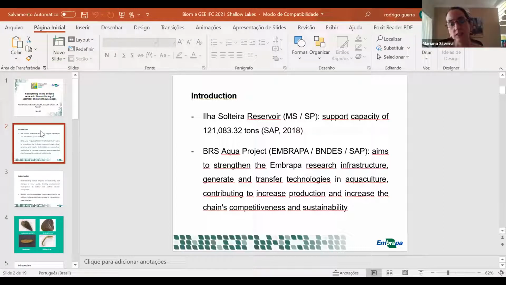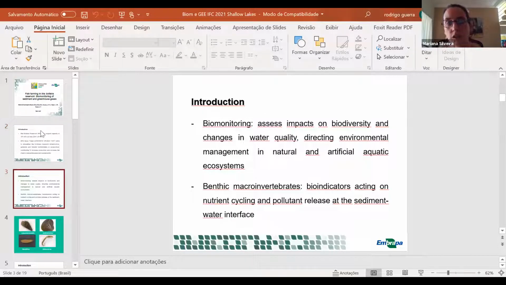And its goal is to develop research infrastructure and generate and transfer technologies in aquaculture, considering the sustainability of the activity. So the biomonitoring, as you know, assesses the impacts on biodiversity and changes in water quality, directing environmental management in natural and artificial aquatic ecosystems. And the benthic macroinvertebrates have a great biodiversity, including tolerant and sensitive species, and they act directly on the nutrient cycling and pollutant release at the sediment-water interface. That's why we tried to link the bioindicators and the greenhouse gases.